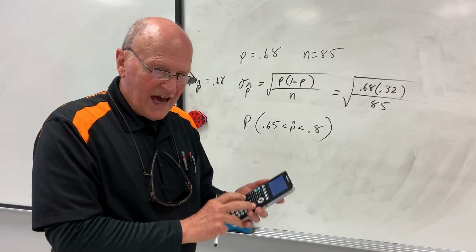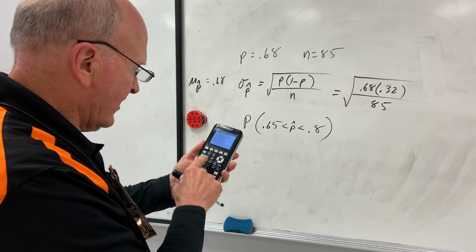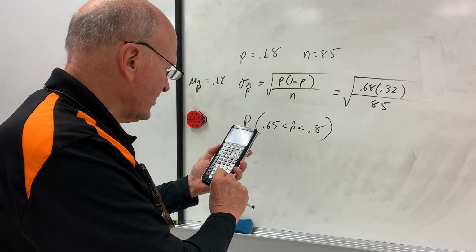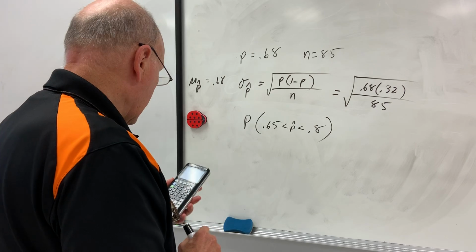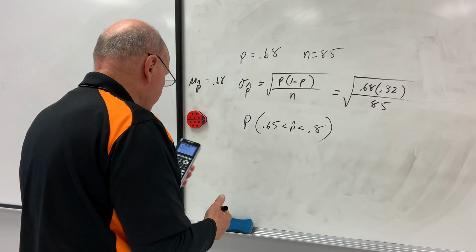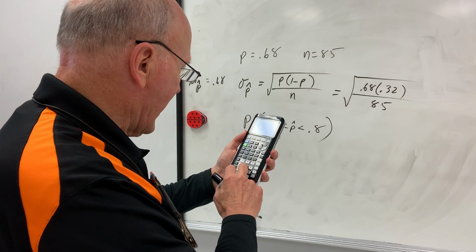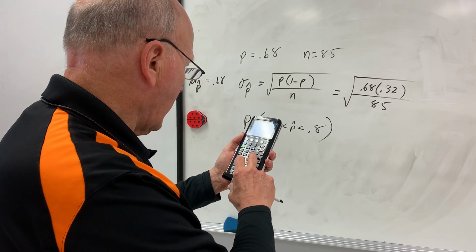Now, we're going to do exactly the same thing again. We're going to go to second distribution, come down to normal CDF, and hit enter. Lower this time is 0.65, so we're going to plug in 0.65. Our upper is 0.8, so we're going to plug in 0.8.